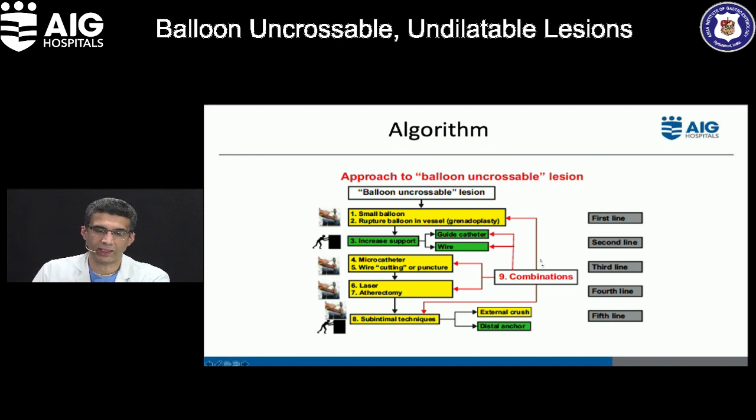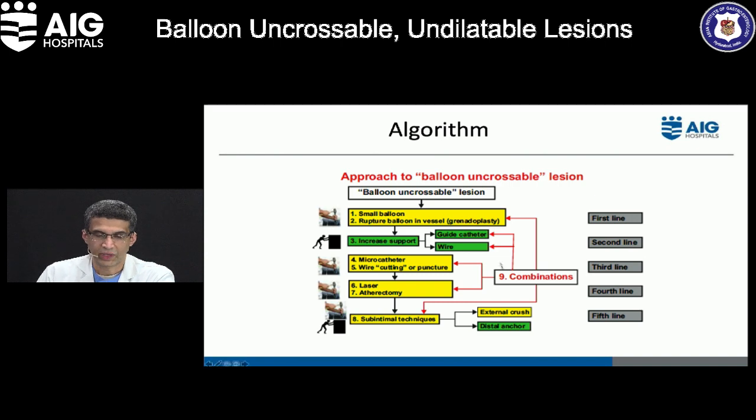This is a very elegant algorithm which Dr. Brilakis has put forward in his book, and he keeps teaching it. Pasting something like this in your cath lab and following this algorithm significantly helps us. There are different lines given here: the first line, second line, third line. But it's important that you individualize in each patient. It could be that the fourth line is the first thing you do, and later you change over to another strategy, or it could be a combination of modalities to make sure you actually cross the lesion.